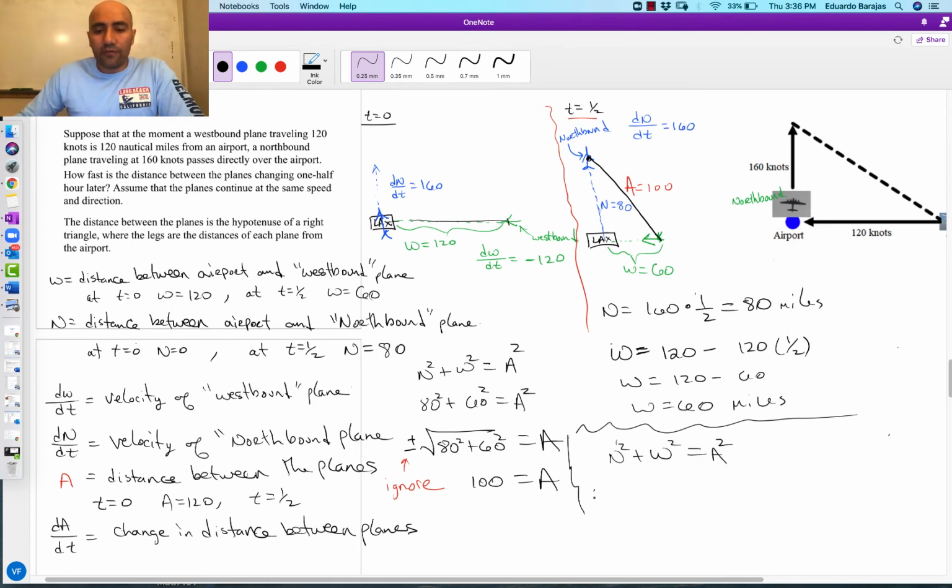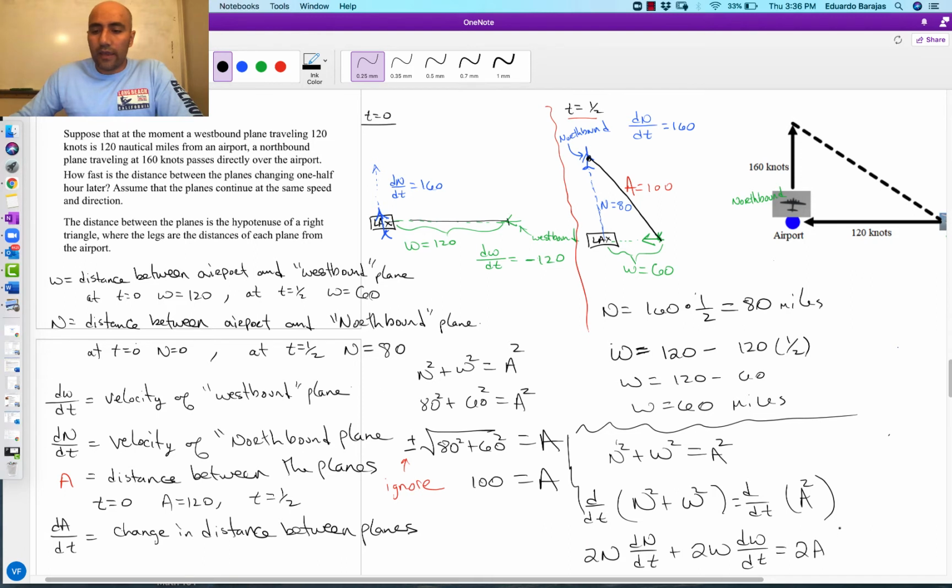And now we're going to take a derivative with respect to t of everything. The derivative of n squared plus w squared equals the derivative with respect to t of a squared. Okay, so now using implicit differentiation, we can figure out that this is equal to 2 capital N dn dt plus 2w dw dt is equal to 2a dA dt.